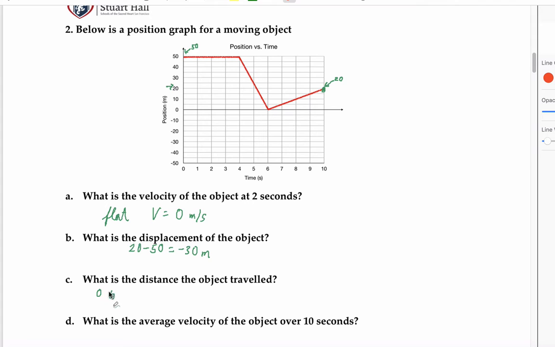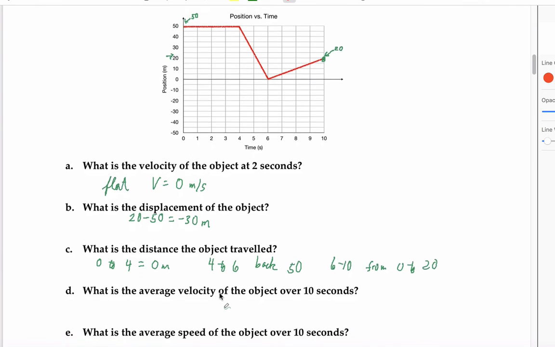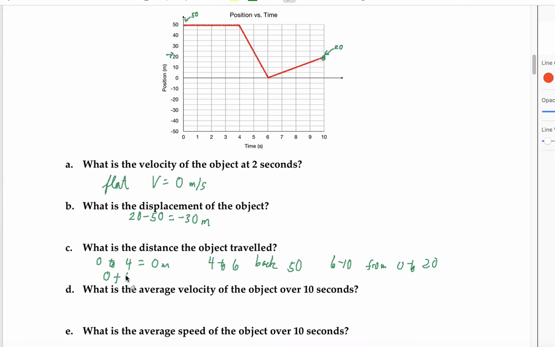Now we want the distance the object traveled. So from 0 to 4, we're going 0 meters, we're not moving. Yes, we're at 50, but we never move from there for the first 4 seconds. And then from 4 to 6 seconds, we go back from 50 to 0. And then from 6 to 10, we go from 0 to 20 when we actually look on the vertical axis here. And so our total distance is going to be 0 plus 50 plus 20, which ends up being 70 meters.